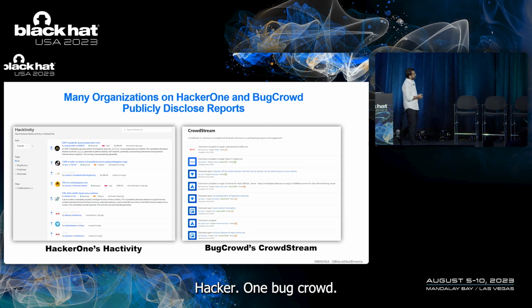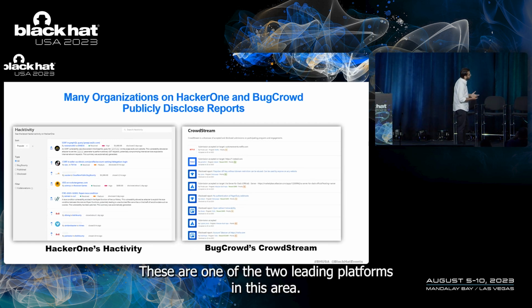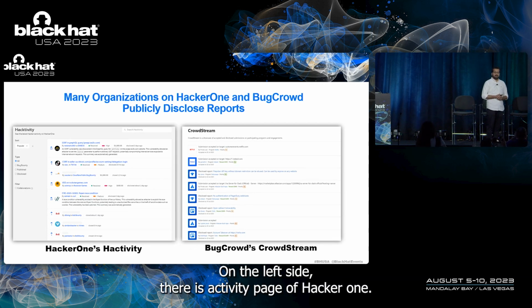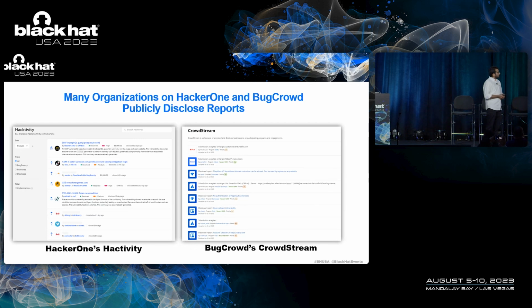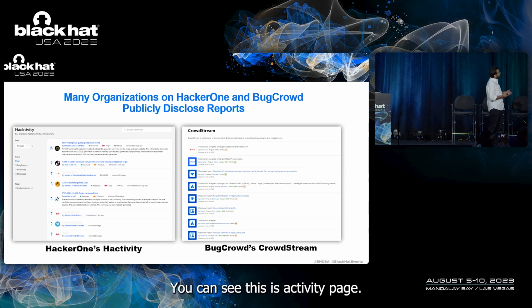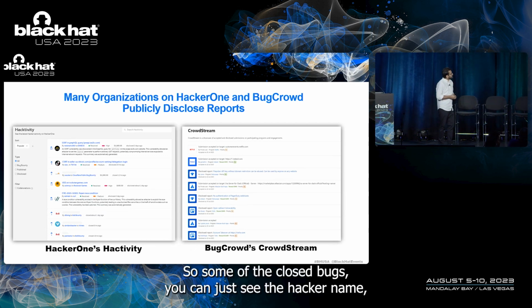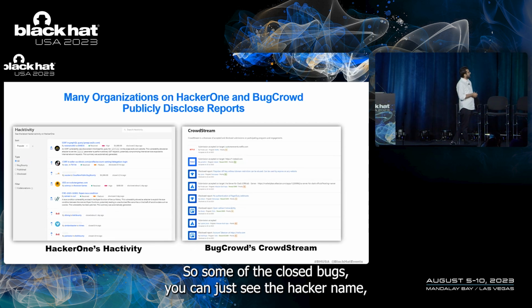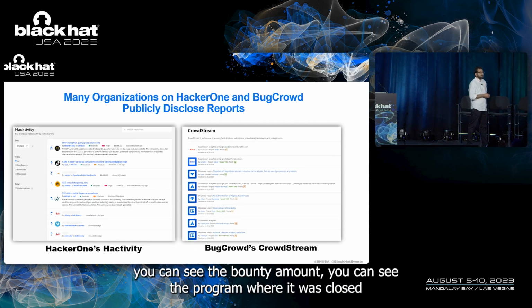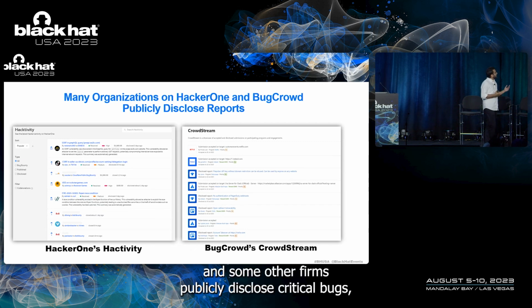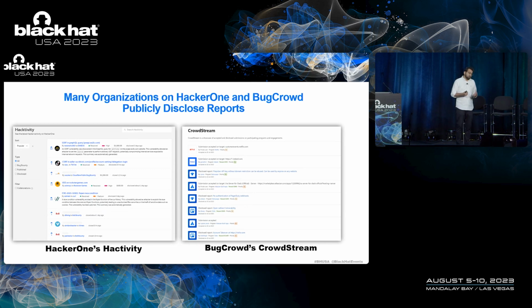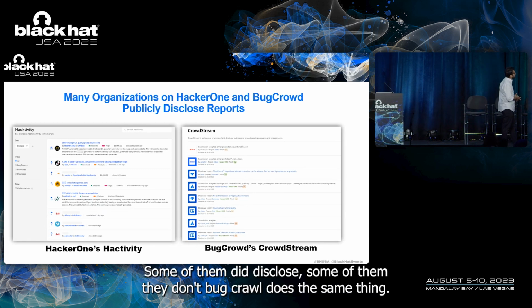These are two platforms, HackerOne and BugCrowd. These are two of the leading platforms in this area. On the left side, there is the Hacktivity page of HackerOne. You can see previous bugs which are closed and disclosed. For some of the closed bugs, you can see the hacker name, the bounty amount, and the program where it was closed. And some other firms publicly disclose critical bugs. Critical, non-critical, all kinds of bugs. Some of them they disclose, some of them they don't.